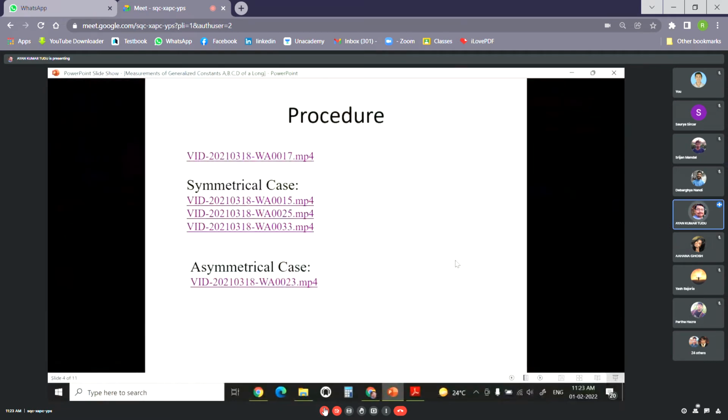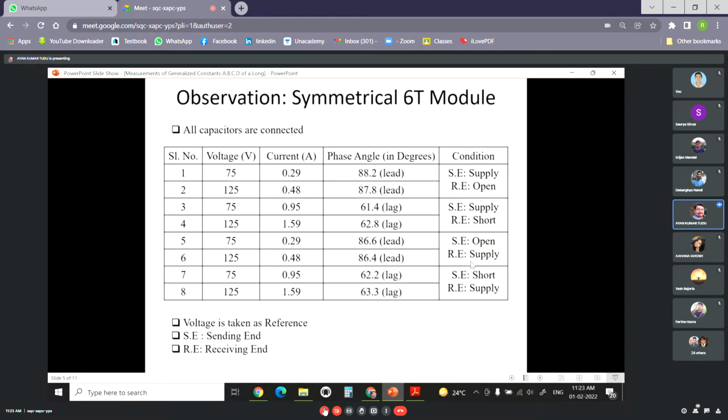So after doing all these things, we'll be achieving certain impedance values. These are the values that we are getting. The first symmetrical module voltage is taken as reference: sending end supply with receiving end open, and sending end supply with receiving end short. Then we just change to sending end open with receiving end supply, and sending end short with receiving end supply. For all four cases, we are finding out the current values.